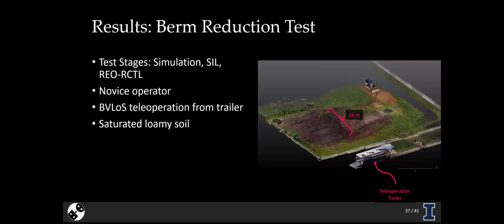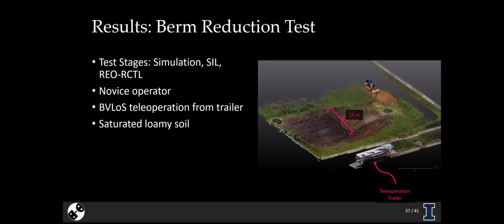So we did a couple of tests with this system. One is this berm reduction test, which was done here at Searle. This is a scan from a Trimble total station that was taken at this test area. We've got a D3 bulldozer there for size reference, but this berm is essentially 16 meters long.